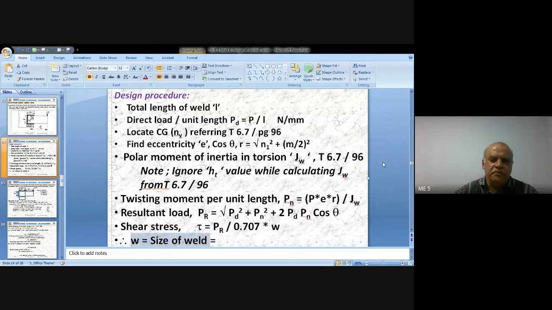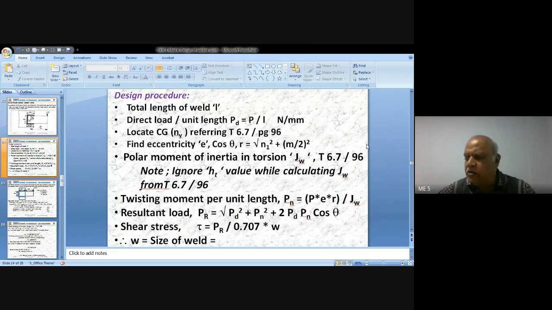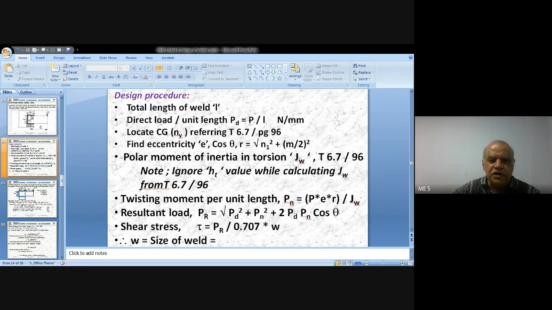Correct? Yes. Others, have you got clarity? Any doubt in this? So please practice this procedure. Tomorrow, in the next class, we'll start with problems on this eccentrically loaded welded joint.